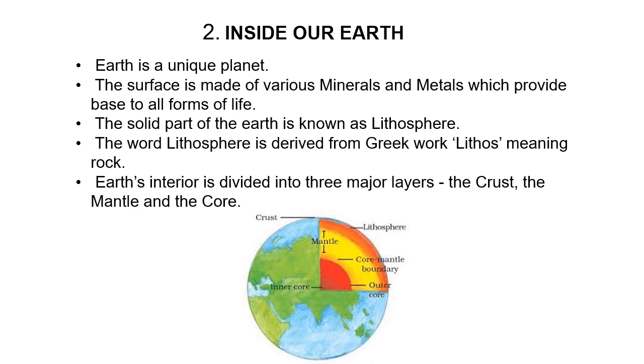Then we have this very top layer, that is the crust. From the diagram you can see, then we have the mantle in the middle, and then a boundary of the mantle. Then going to the core, this is the outer core, and we have the inner core. So this is the diagram of the interior of the earth. Now one by one we will discuss the layers of the earth. The first one is the crust.